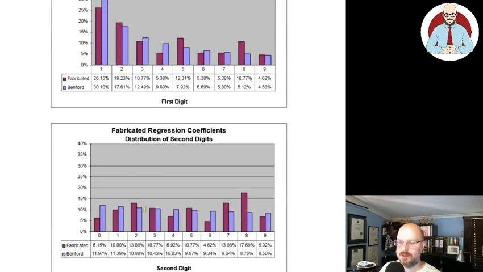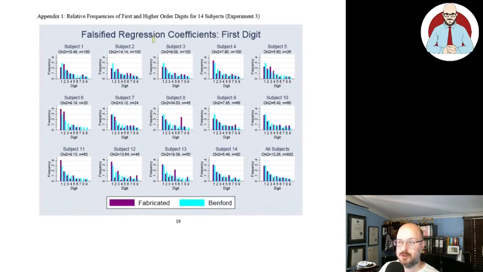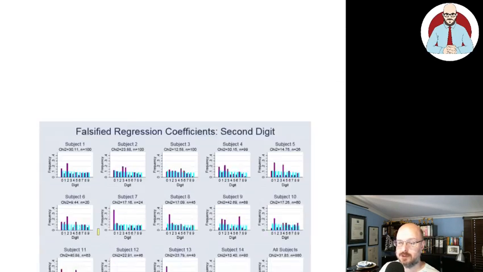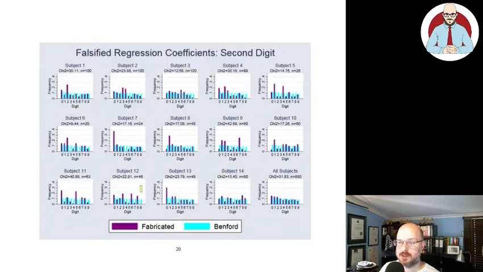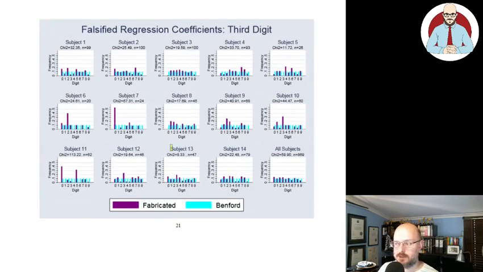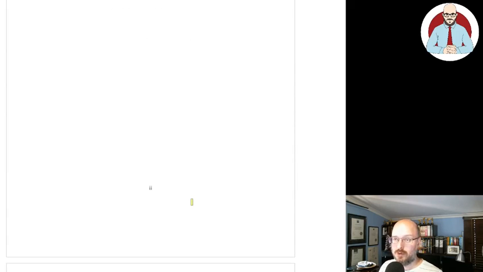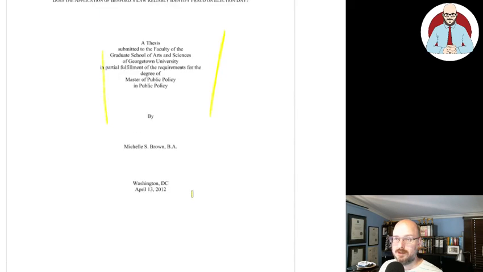And here we go. You can see again there, fabricated for the second digit. And they went all the way up to different digits. And they had individual subjects. So it's a small sample size, but still it was interesting to see these changes. Now, there's another paper here, another one. This is a thesis by Michelle S. Brown, and she also discusses that it's more and more about the second number.